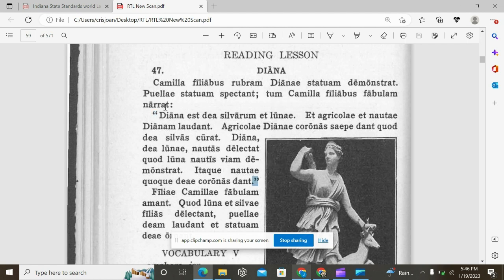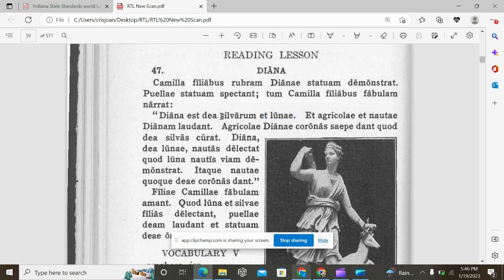So this is going to be a story about the goddess Diana. Let's see. Diana est dea silvarum et lunae. So here we have Diana, probably nominative singular, doer of the action. Est, we know. Est dea. So that's the feminine form of god. It means goddess. Diana est dea silvarum et lunae.